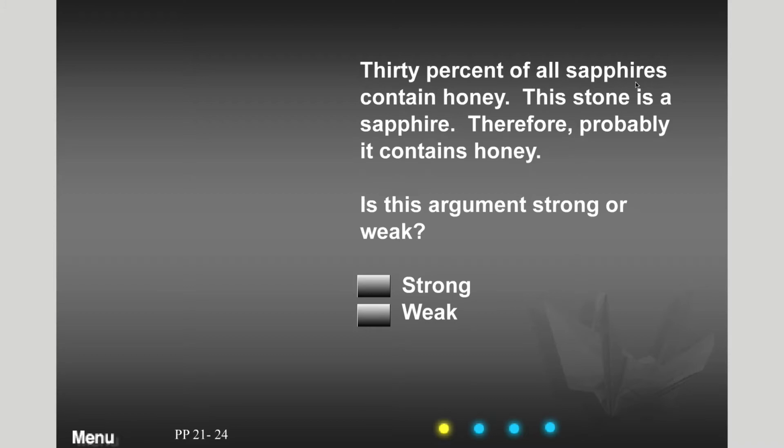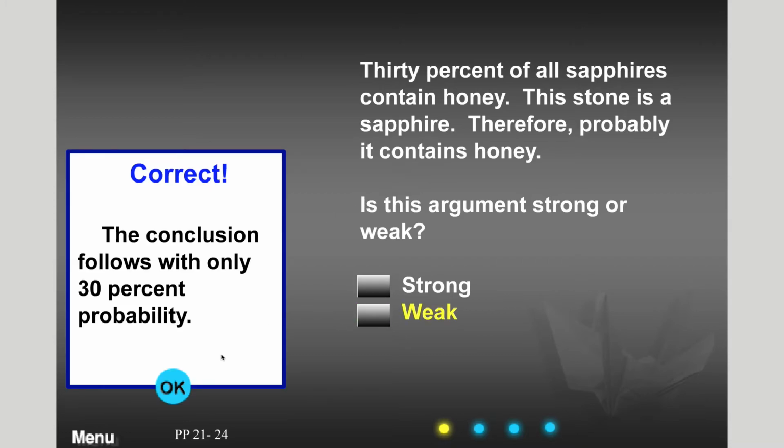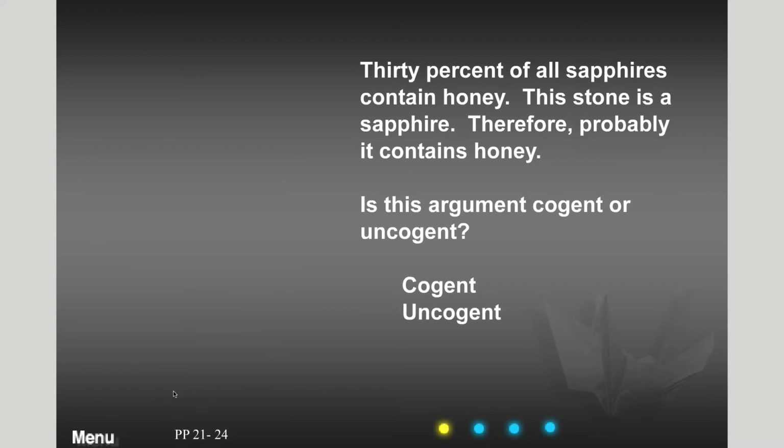Let's forget about the attempt at humor here, not by me, that all sapphires contain honey. It's below that, so we already know it's a weak argument. It doesn't tell us anything about sapphires probably containing honey. Okay, it is a weak argument. It's below 50%. So therefore, we already know it's non-cogent or uncogent.